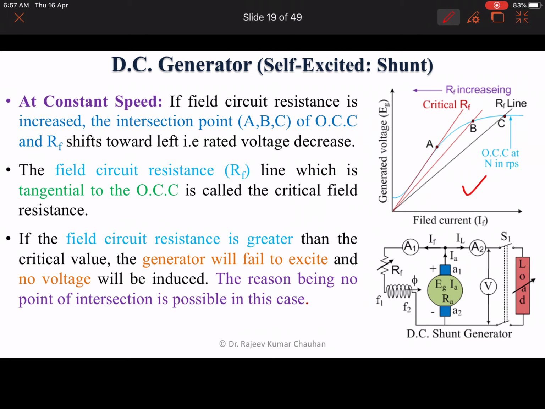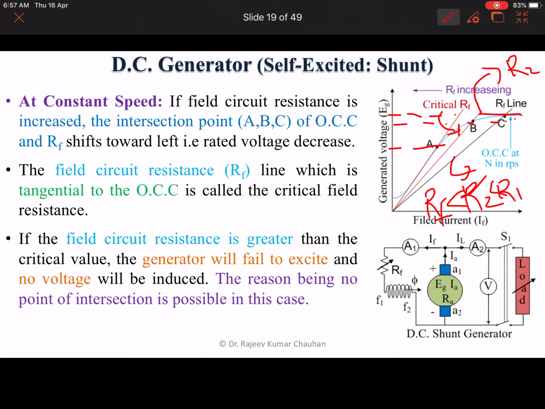Okay. So if this is the RF line, like for example some resistance, this is R1, this is R2, and this is RF. Now we can see that R1 is less than R2, which is less than RF. From here we can see that as we increase the resistance, the rated generated voltage decreases.